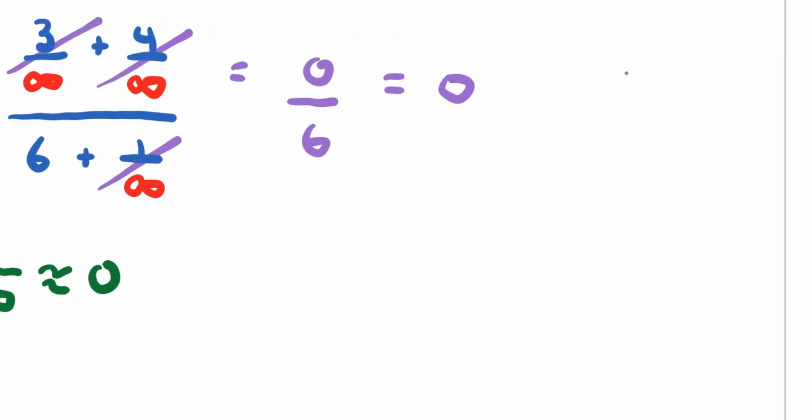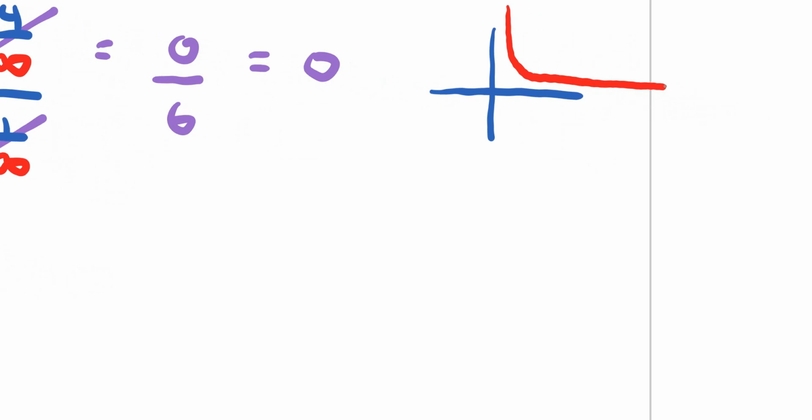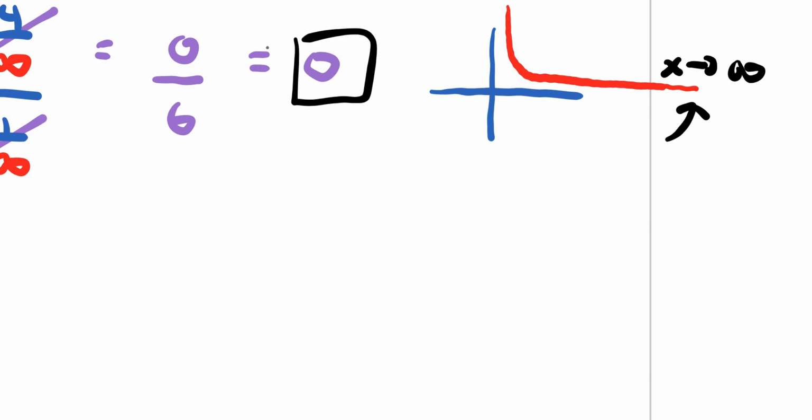Okay, so what does this answer mean? It means when you have a rational function, when you go forever to the right, the graph just levels off to a height close to 0. So when x goes to infinity, the height of this graph levels off to a height of 0. Okay, let's move on to the next one here.